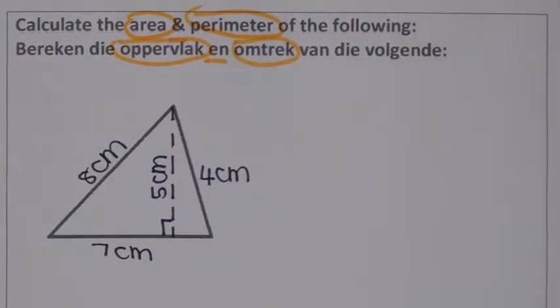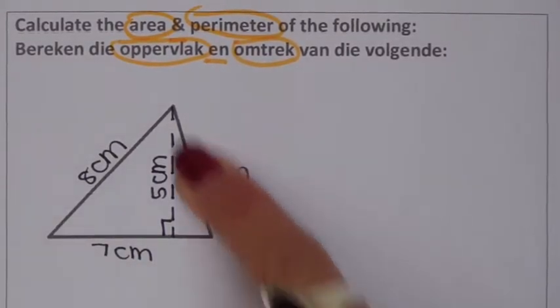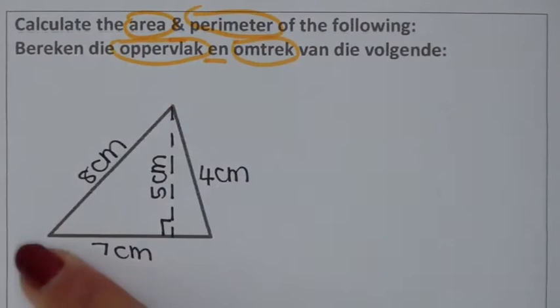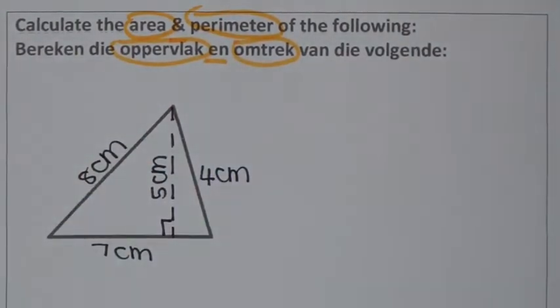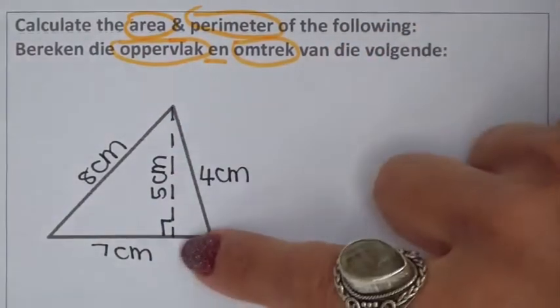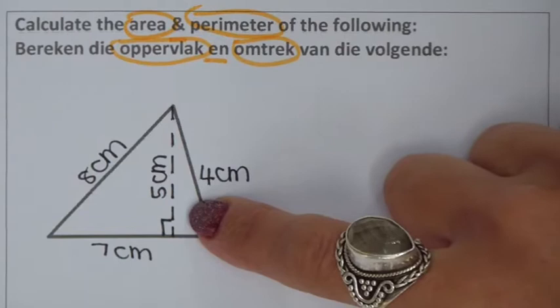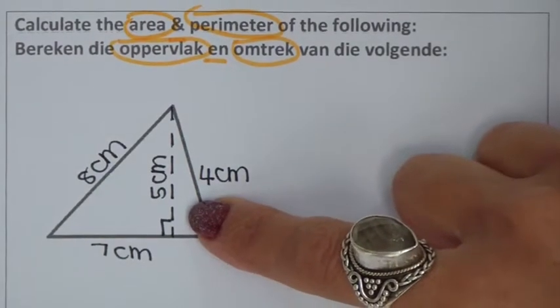Okay. Weet ons die lengte van hierdie sy? Ja, do we know the length of that side? Yes, and of the third one? Yes. Ons het al 3 lengtes van al 3 sye. Dis great. Dit help. Dan sien ons iets interessants hierso ook. Kom ek verduidelik vir julle wat hier aangaan.